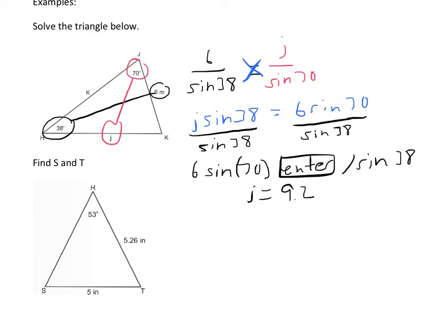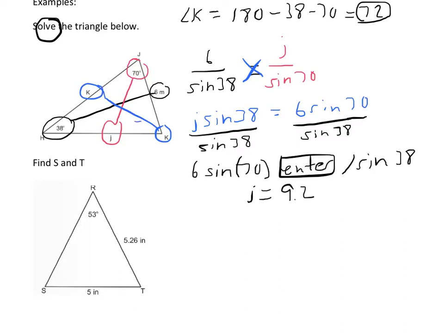Now when it says solve the triangle, we want to find all missing pieces. We just found j, which is one of the two sides. Now I'm going to go to the angle K. Now angle K is easy because you know that all the angles add up to 180. So I'm going to subtract 38 and then subtract 70, and that gives us 72. So that's one we can do without the law of sines, but I want that because I'm going to need it for my last piece.